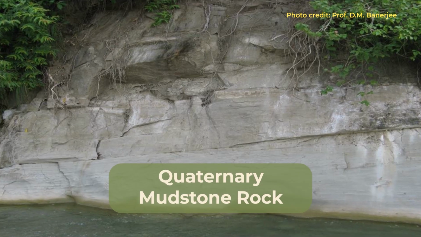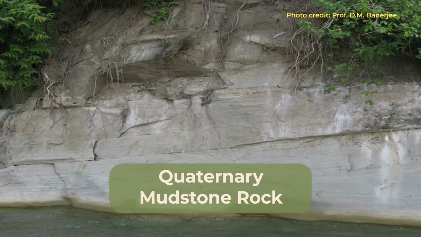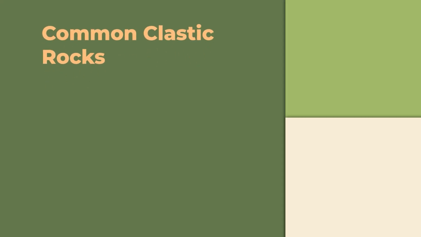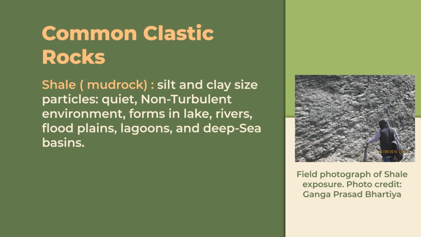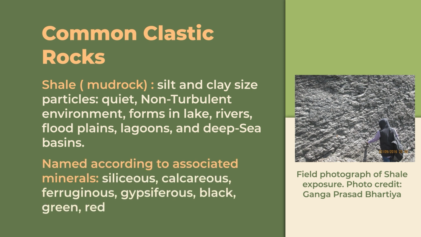Then we come to mudstone, they are fine grained. Common clastic rocks, silt and clay sized particles indicate a quiet, non-turbulent environment, formed in lakes, rivers, floodplains, lagoons, and deep sea basins, and named according to associated minerals, if it is siliceous, calcareous, ferruginous, or gypsiferous, or if it is organic rich, it is black, green, or red.